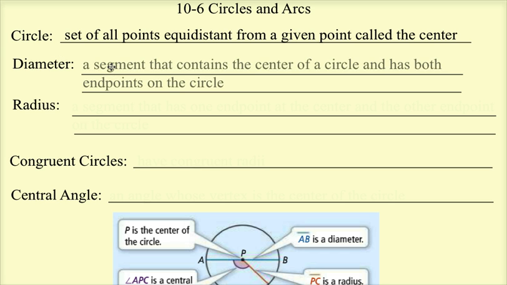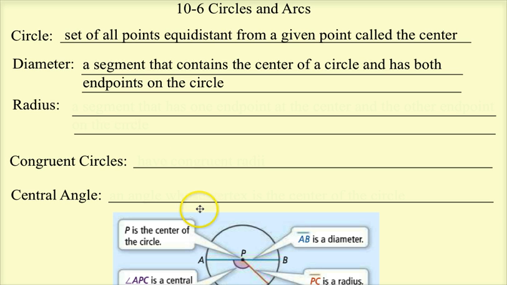We have the diameter of a circle. The diameter is a segment that contains the center of a circle and has both endpoints on the circle.